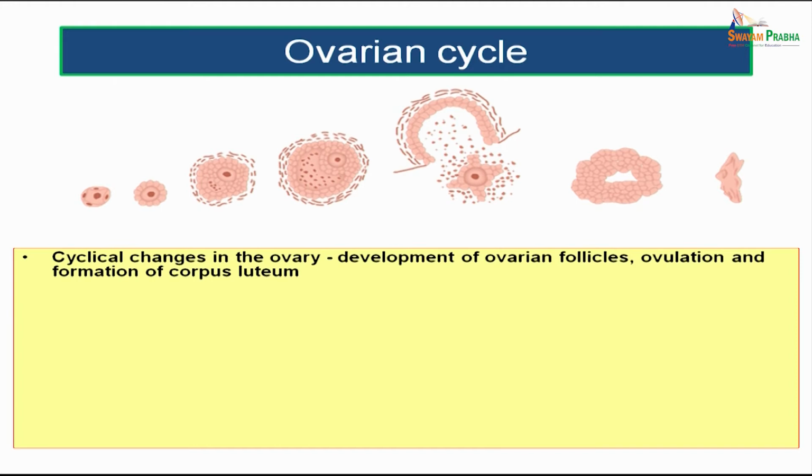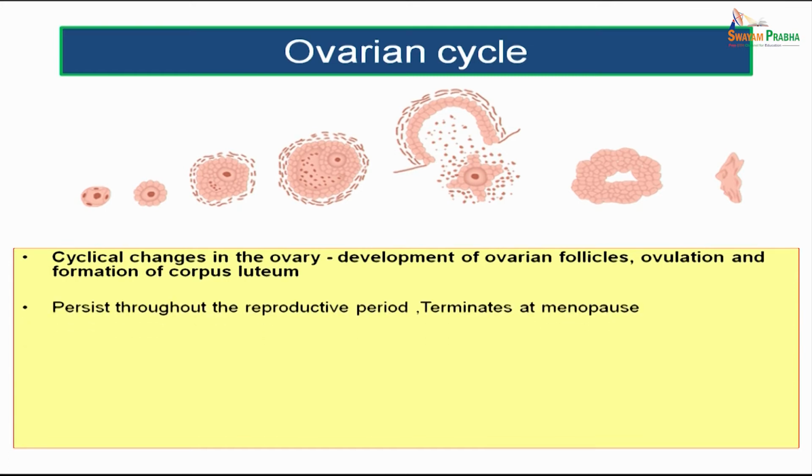So, the details of the ovarian cycle and menstrual cycle will be dealt with in the next session, known as the reproductive cycle. Just for the time being, I am mentioning the important points of the ovarian cycle and menstrual cycle. These ovarian cycles occur at a particular interval and persist throughout the reproductive period of a female, and this usually terminates at menopause.